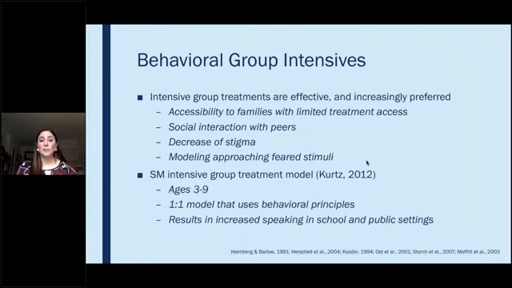So Dr. Stephen Kurtz took this behavioral group intensive model and adapted it to the selective mutism population for kids ages 3 to 9. The model uses a 1-to-1 ratio of counselor to kid, so that the counselors are trained in selective mutism and the strategies that are used, and with the kids one-on-one throughout the day to help scaffold and shape their goals that they are working on. And it's all behavioral and exposure based. And this model has shown positive results in speaking in school and in public settings.